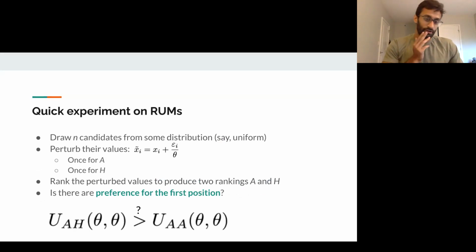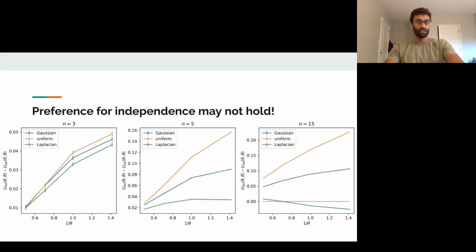And so we could think about empirically testing these. I could draw candidates from a distribution, I could perturb their values, and I could just ask the question: do they exhibit this preference for the first position? Or in other words, given that these things are equally accurate, do I have a preference for using the human versus the algorithm? And the answer is things get a little strange. For three candidates, as long as these lines stay above 0, that means there's a preference for the first position. You can see in these first two plots, these lines always stay above 0.